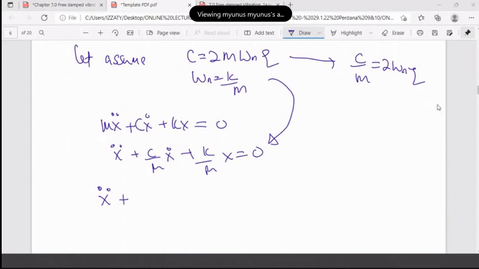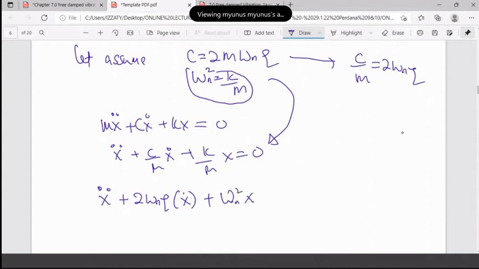Am I correct or not? 2 omega n zeta. So you bring it here. 2 omega n zeta x dot plus, look at here, k by m is omega n squared, so omega n squared x. So this one equal to 0.